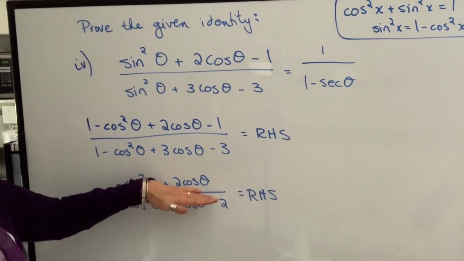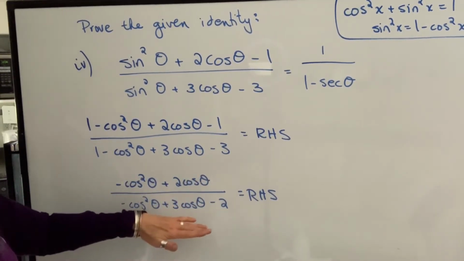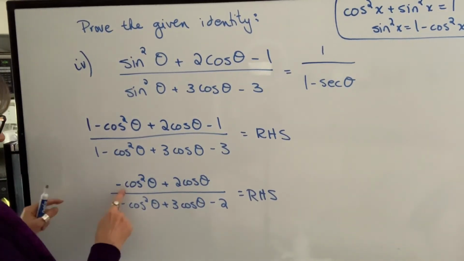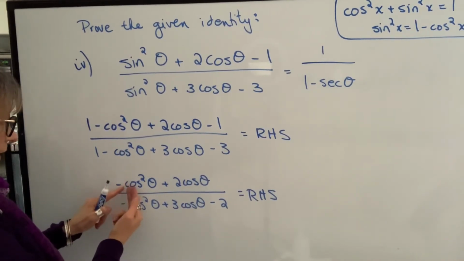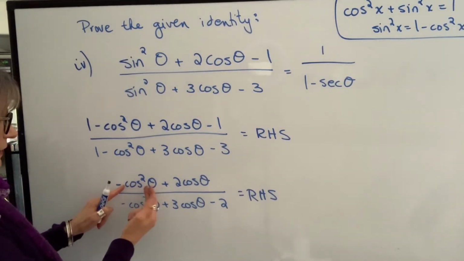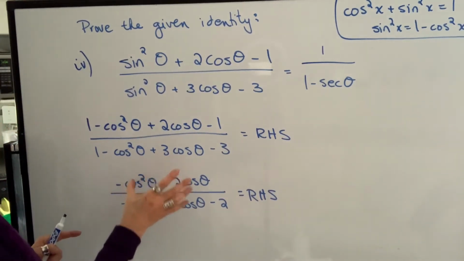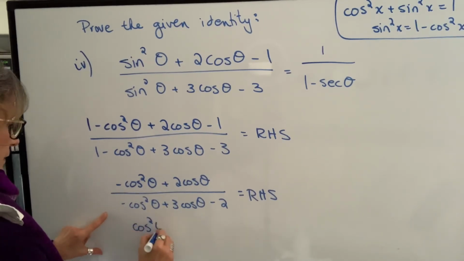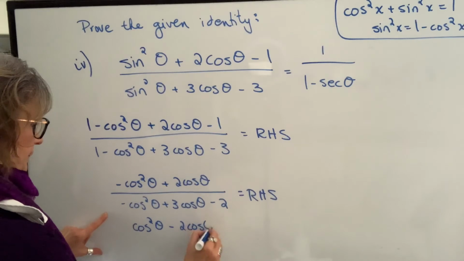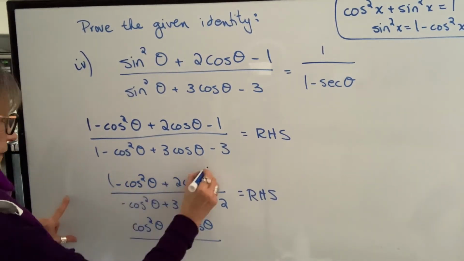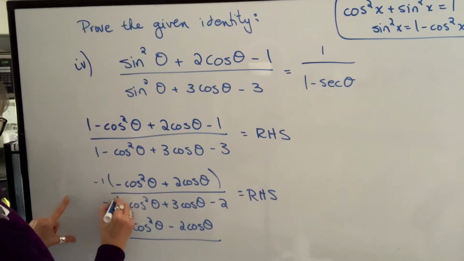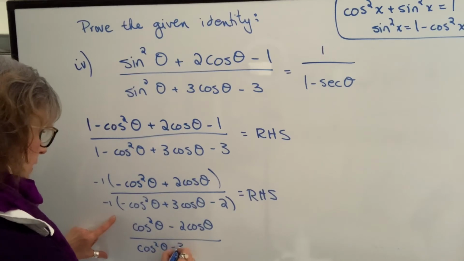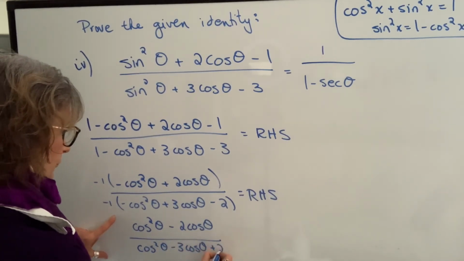I have an expression in the numerator that I can factor, and I have one in the denominator that I can factor as well. But typically when you do factor, it's easier to factor if you make your leading term, your highest degree term, positive. So I'm just going to multiply the numerator and the denominator by negative 1. So I will get cos squared theta minus 2 cos theta. So I'm multiplying everything by negative 1. I'm going to do the same thing in the denominator. And I'm going to get positive cos squared theta minus 3 cos theta plus 2.